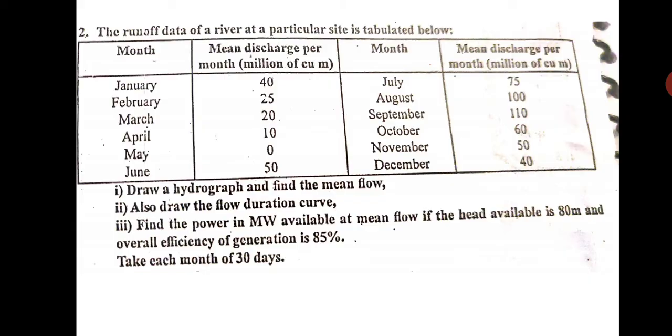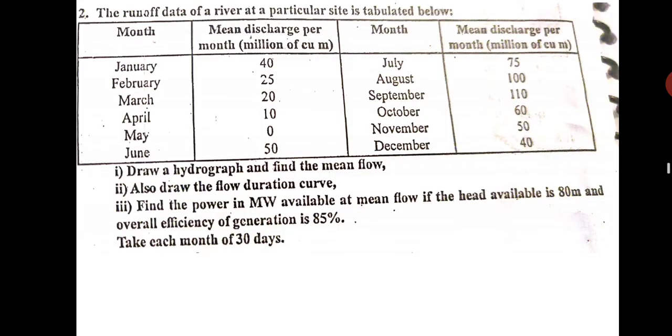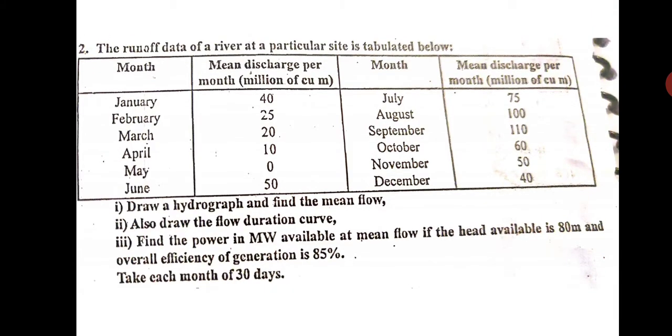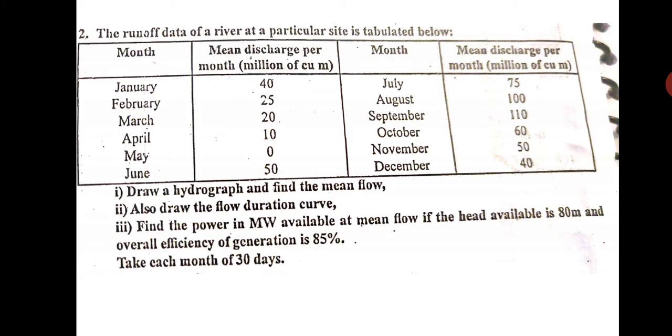We have seen in the earlier numerical that when we are drawing the hydrograph or the flow duration curve, we take the time on the x-axis and the discharge on the y-axis. Also find the power in megawatt. Mega means 10 raised to 6, like million is also 10 raised to 6. Megawatt available at the mean flow.